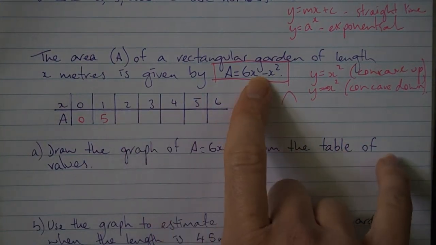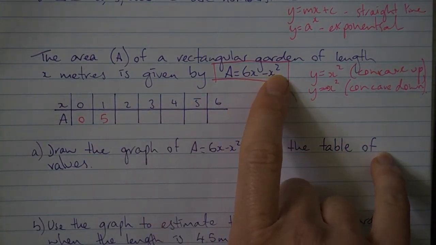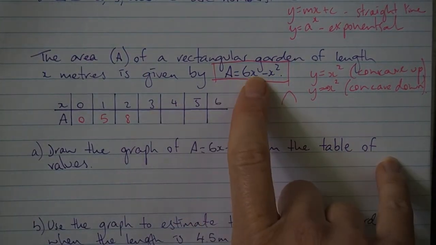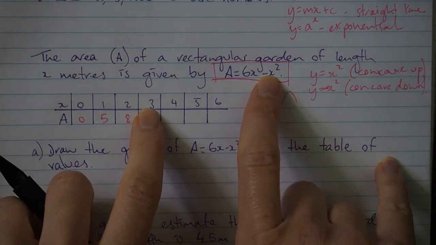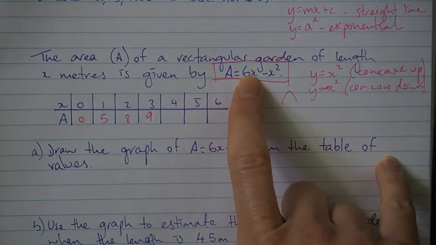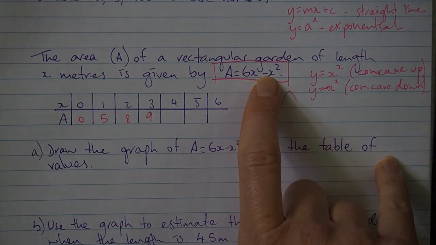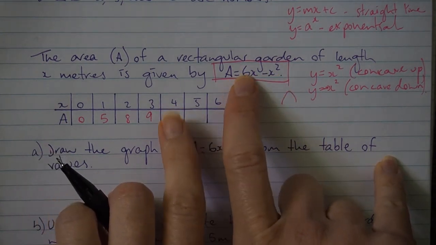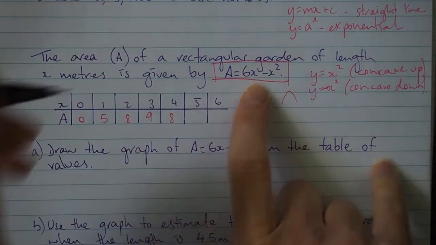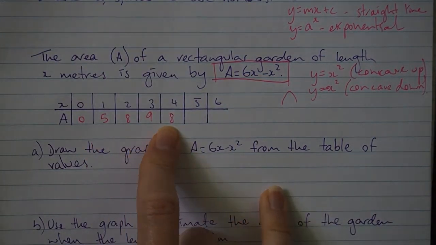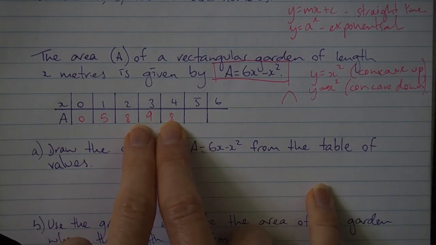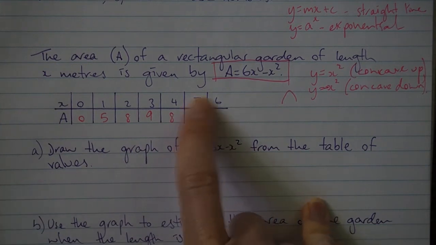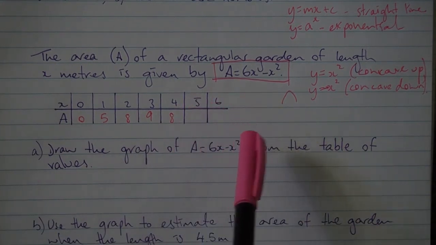6 times 2 is 12, minus 2 squared is 4, so 12 minus 4 is 8. 3 times 6 is 18, minus 3 squared is 9, so 18 minus 9 is 9. 6 times 4 is 24, minus x squared, so 4 squared is 16. So 24 minus 16 gives us 8. Now what you notice here is our values are starting to mirror.